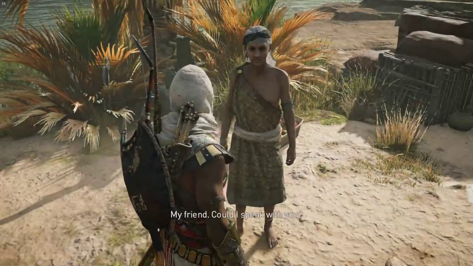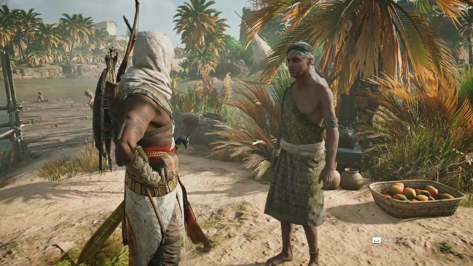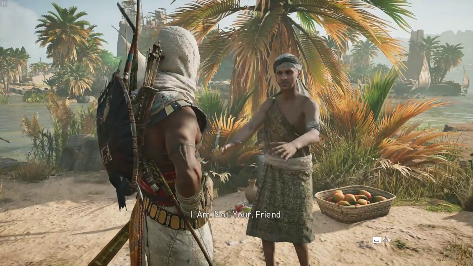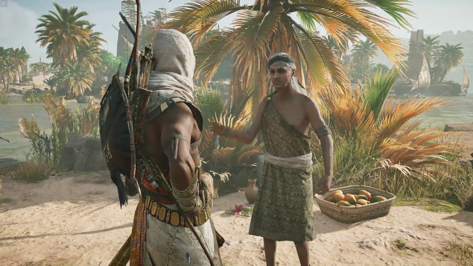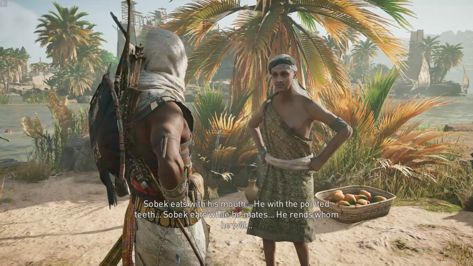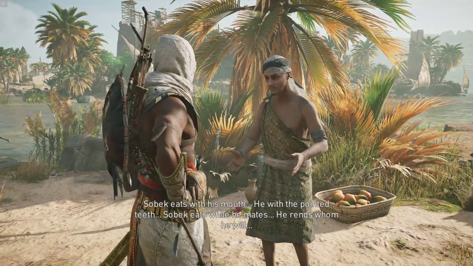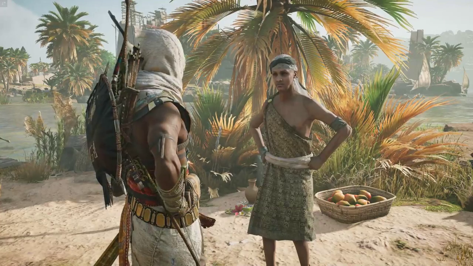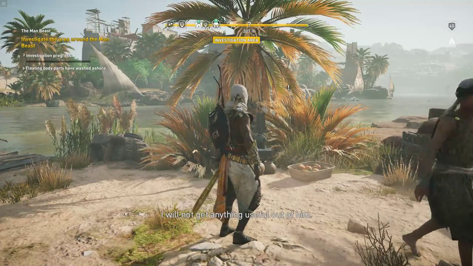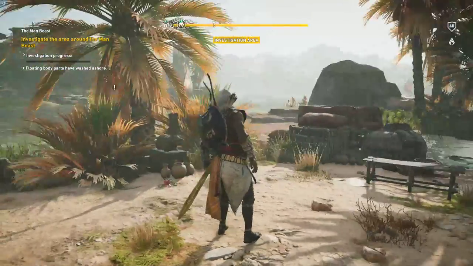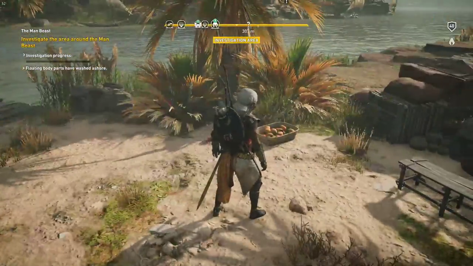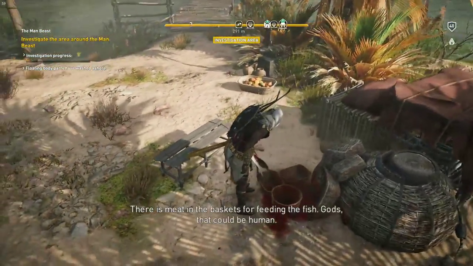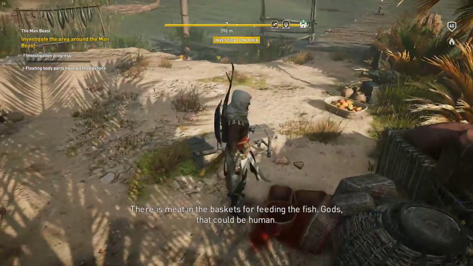Sobek! My friend, could I speak with you? Do you know anything about the missing people? I am not your friend. Go away from here! Sobek eats with his mouth. He with the pointed teeth. Sobek eats while he mates. He rents whom he will. I will not get anything useful out of him. Sobek eats. There is meat in the baskets for feeding the fish. Gods, that could be human.